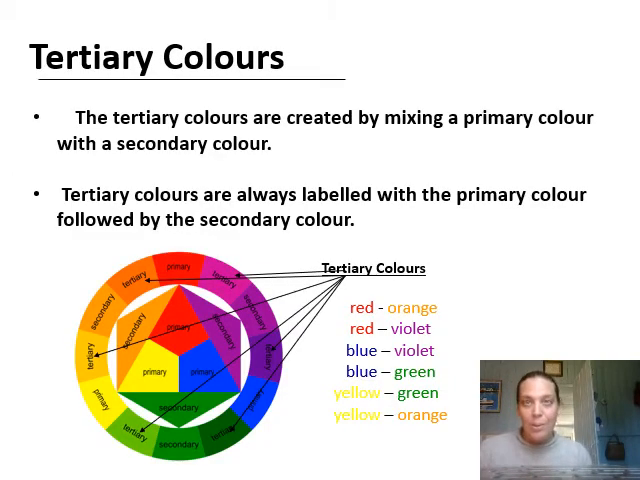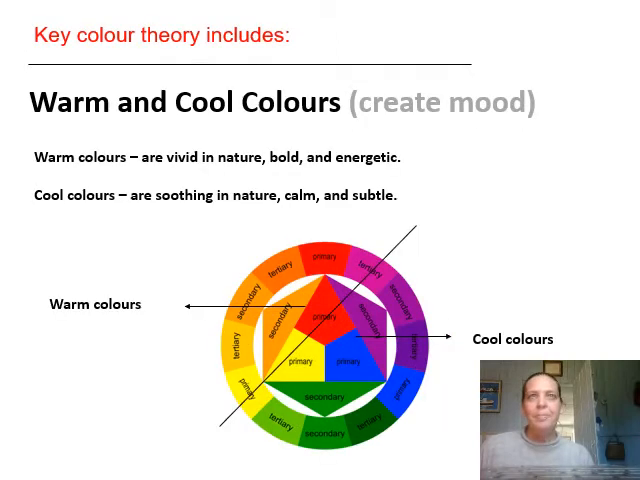But less known and also important vocabulary is tertiary colors. And those are the colors that are made by mixing our primaries and secondaries. And tertiary colors are always labeled with the primary color first. And so that's an easy way to remember if it's red-orange or blue-green, for example.